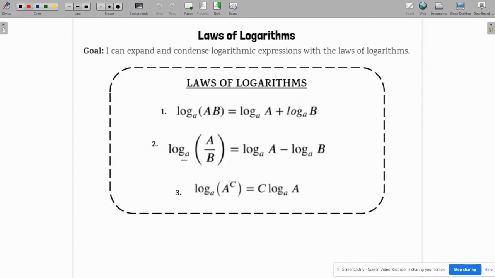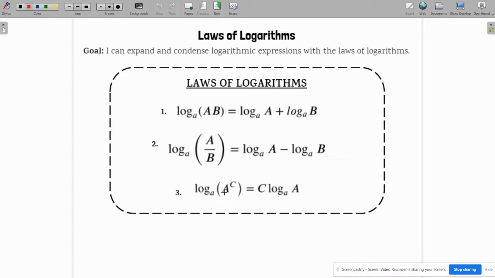If you take log base a of the quantity A over B, then in this case, that would be log base a of A minus log base a of B. And again, this lowercase a and this capital A are two different things. But what this means is if you're taking the logarithm of a quotient, it's the log of the numerator minus the log of the denominator, and they both have the same base there. And again, you can go backwards.